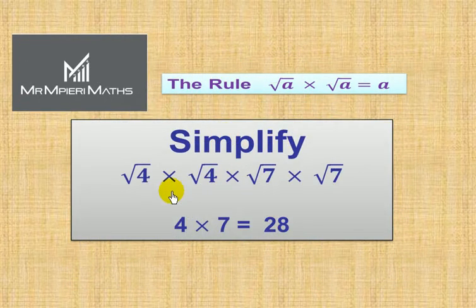Now simplify root 4 times root 4 times root 7 times root 7. Using the information we just gathered, which is root a times root a is a, this becomes 4, because root 4 times root 4 gives 4, and then root 7 times root 7 gives 7. Therefore, we have 4 times 7, and that gives 28. So root 4 times root 4 times root 7 times root 7 becomes 28. And we should be able to do this without using a calculator.